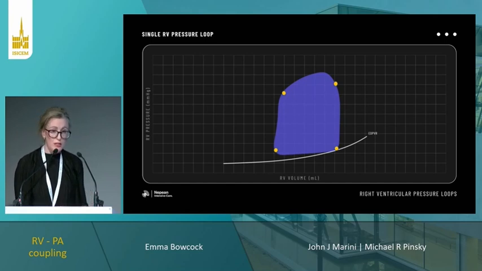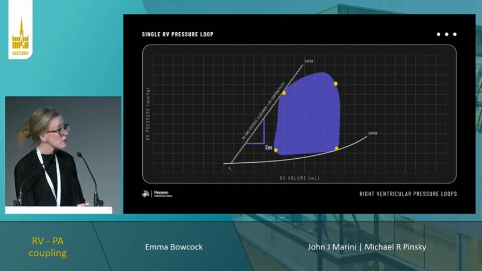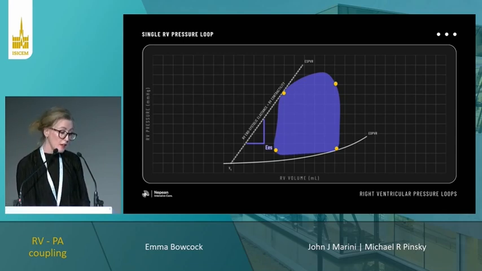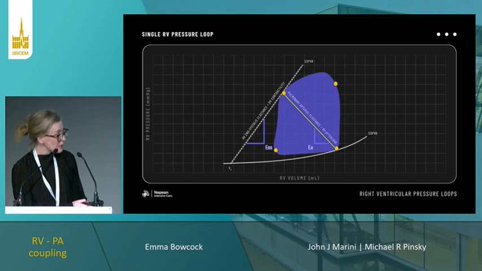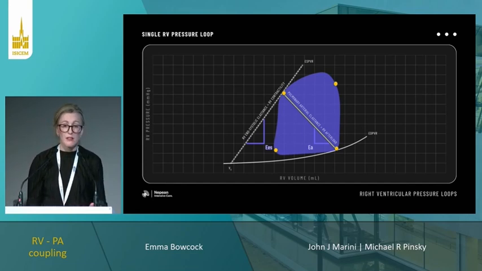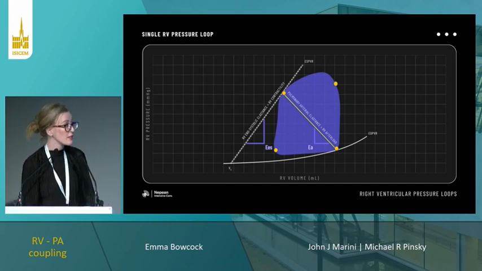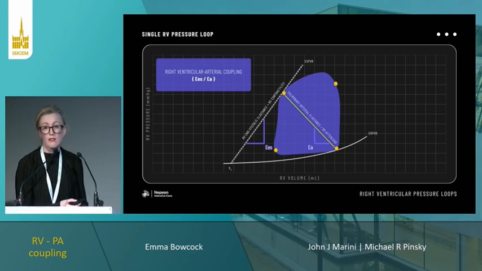Elastance is a change in pressure for a change in volume. The slope of the end systolic pressure volume line is known as the RV end systolic elastance, and this is, for all intents and purposes, a load-independent measure of RV contractility. If we connect a line from the end systolic point to the end diastolic point, the slope of this line is the effective arterial elastance, which is a metric of RV afterload, taking into account both the pulsatile and the non-pulsatile components of the pulmonary circulation. And the ratio of these two metrics, the ventricular elastance over the effective arterial elastance, gives us this metric of RV-PA coupling.